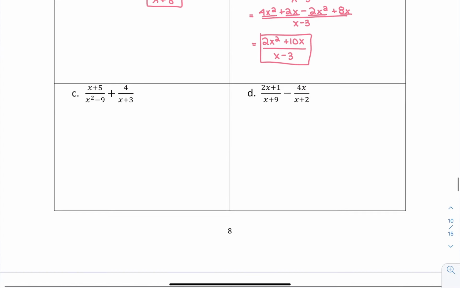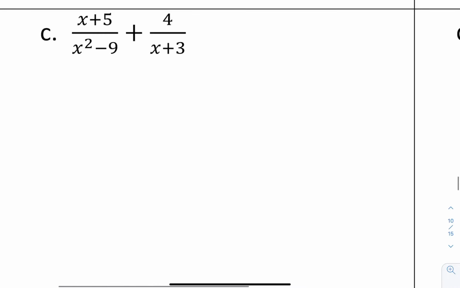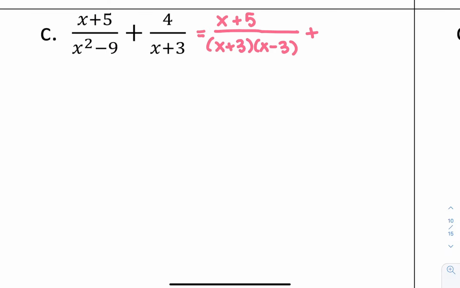Okay, let's try a next one. Notice now we don't have a common denominator. I'm going to factor to see if I can find a common denominator. So I'm going to factor this x squared minus 9. Remember, that's a difference of perfect squares. So that's an x plus 3 times x minus 3. Plus 4 over x plus 3.